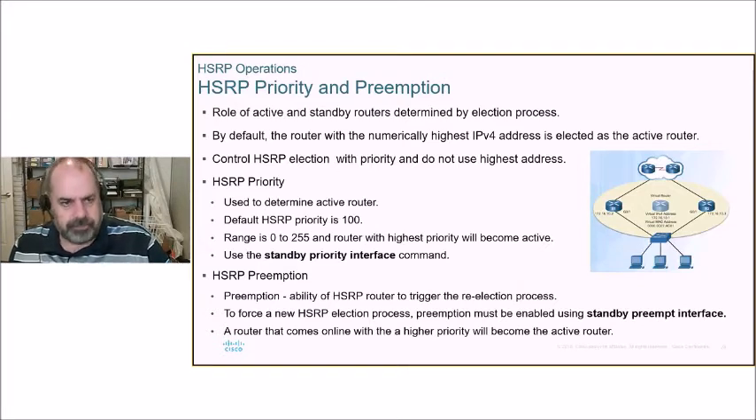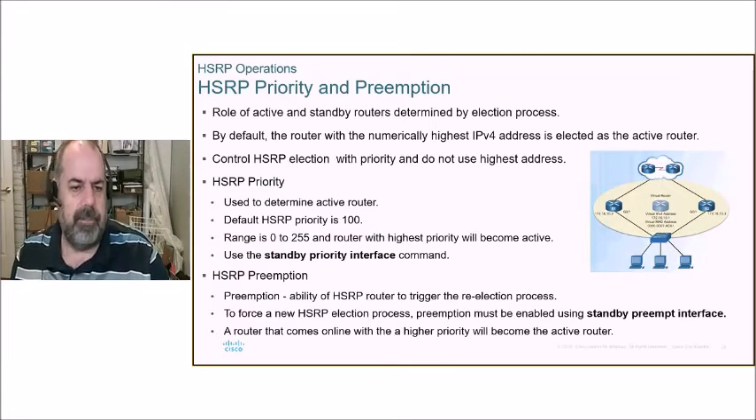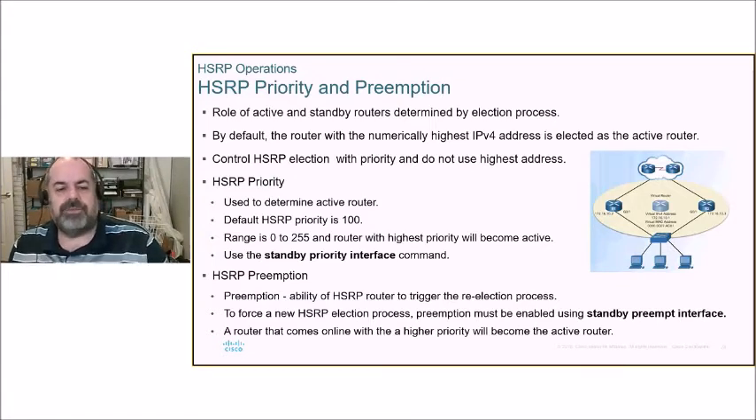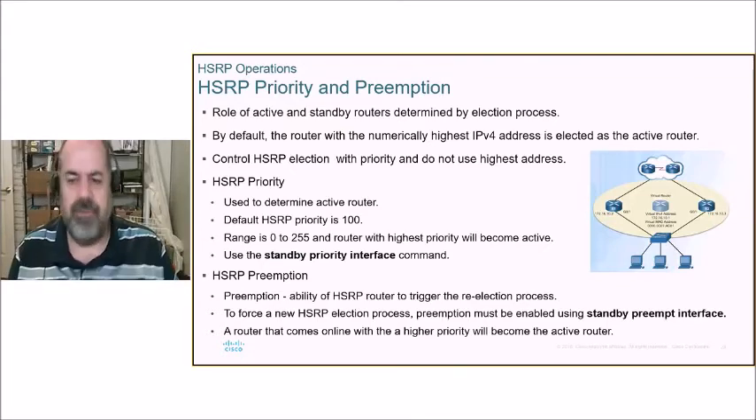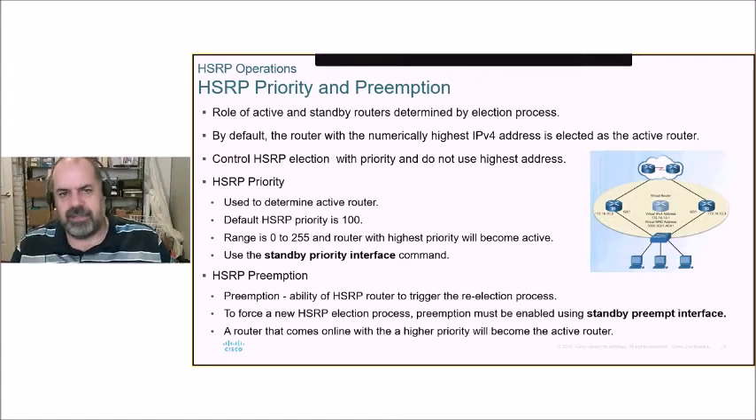And so basically, priority is used to determine the active router. Default priority is 100. The range is 0 to 255, with the higher number being the higher priority. And so you can use the standby priority interface command. So standby priority, and I think you need to supply the group number and then the priority.